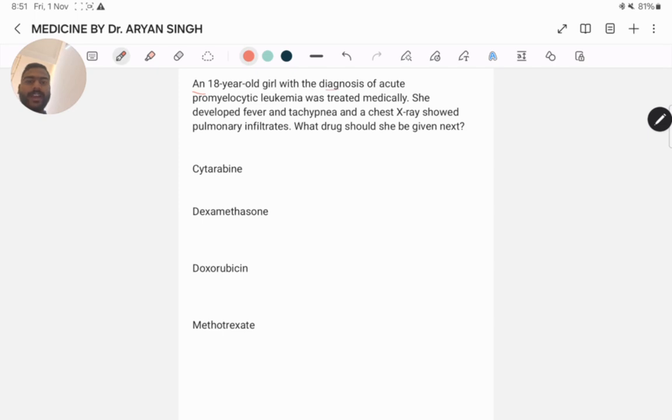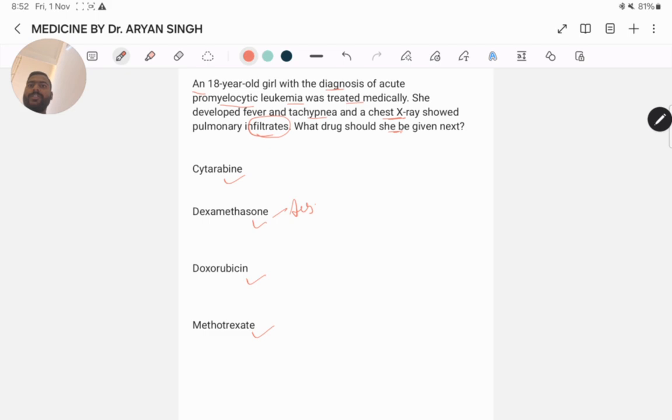An 18-year-old girl with the diagnosis of acute promyelocytic leukemia was treated medically. She developed fever and tachypnea, and a chest X-ray showed pulmonary infiltrates. What drug should she be given next? Cytarabine, dexamethasone, doxorubicin, and methotrexate. Here the best answer is dexamethasone.